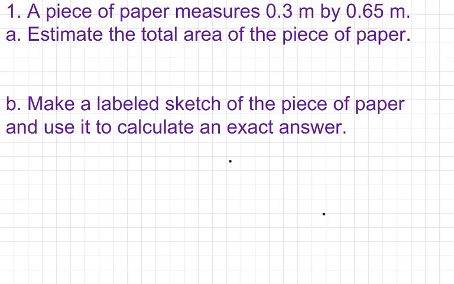So let's look at our example once again. A piece of paper measures 3/10 meters by 6/500 meters. So first thing we have to do is estimate the total area of the piece of paper. Now we're going to use a smart estimate. So when thinking about these numbers, think of numbers that are easy to combine.